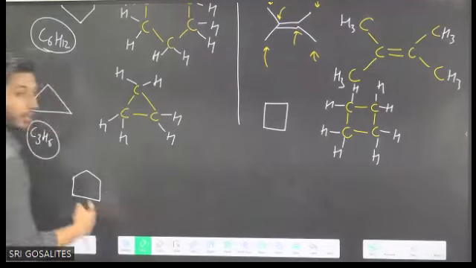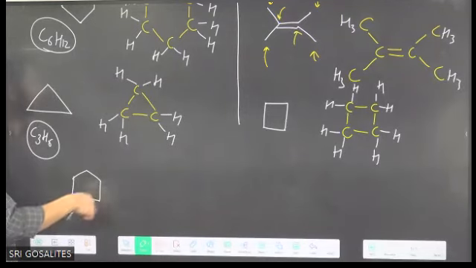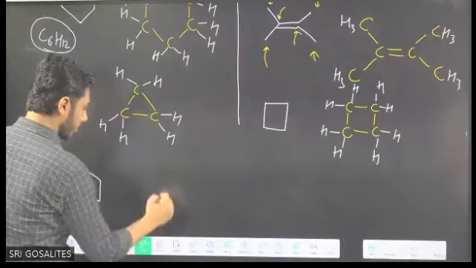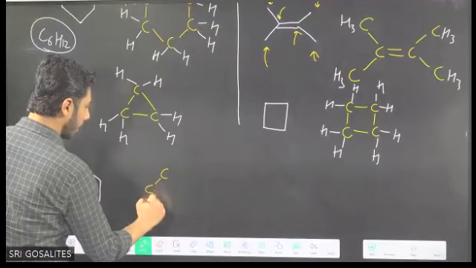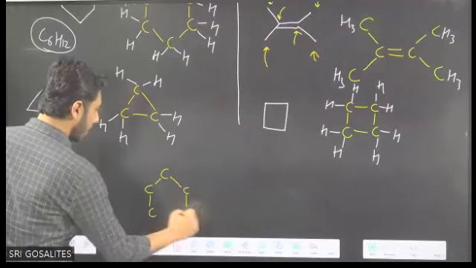Okay, now I have written one structure. It is bond line notation. Each vertex is carbon. So you check your answer also. I am writing here. Before I write, you should write the answer.